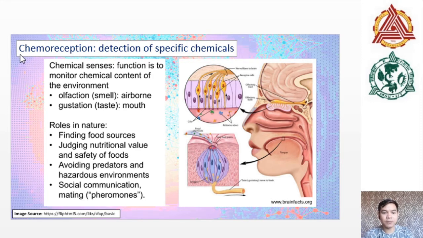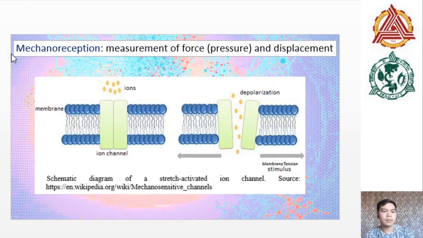Chemoreception is the detection of specific chemicals by a sensory receptor. This includes the sense of smell and taste, which play important roles in nature. Another type of sensory reception is mechanoreception. It is the measurement of force or pressure and displacement. The mechanism involved is that stretch-activated ion channels, which are found in the membrane of the receptor, are closed at rest. However, when a stimulus or pressure is applied, a conformational change in the protein of the ion channel will occur. This leads to depolarization and the generation of local currents.